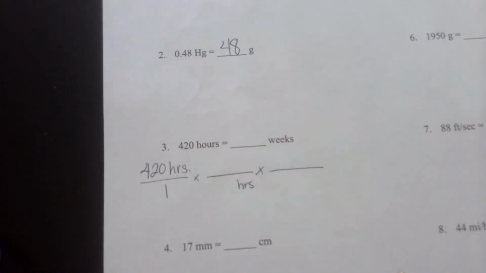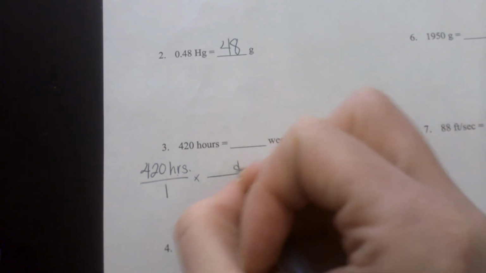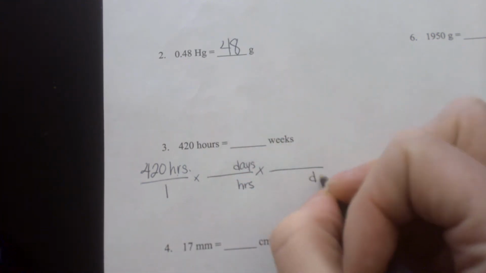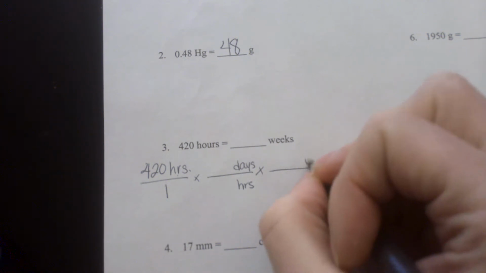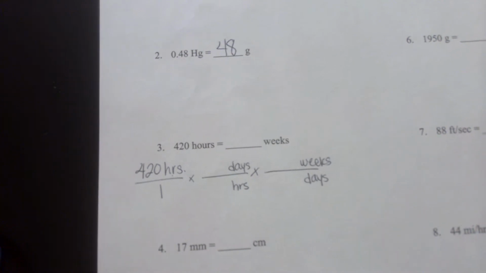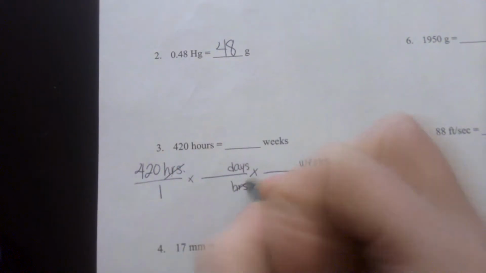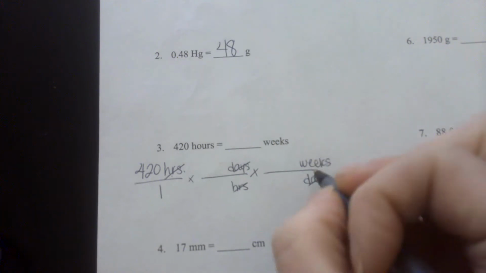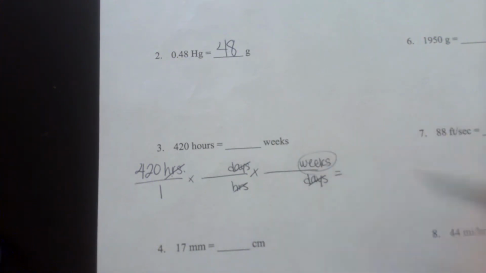I'm going to go from hours to days, and then I'm going to go from days to weeks. So now all of my units cancel out. Hours, 1 on the top, 1 on the bottom. Days, 1 on the top, 1 on the bottom. And I'm in weeks, that's what I want. So I would be done.